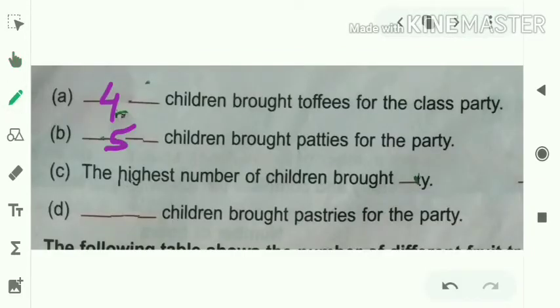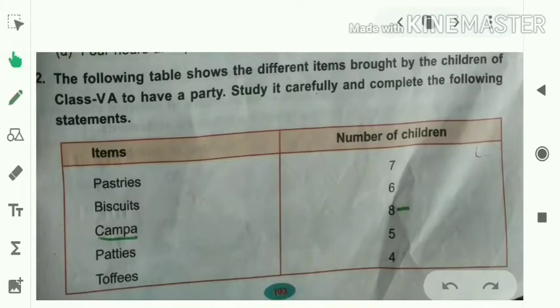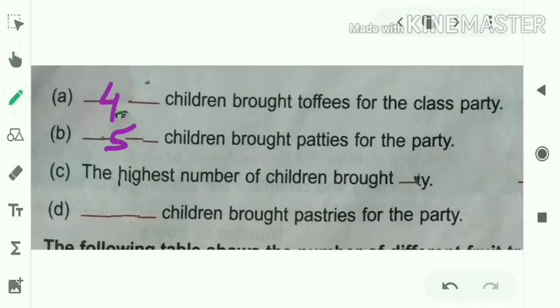Next question is, the highest number of children brought dash. Look here, the highest number is 8. So 8 children brought Kempa. So the highest number of children brought the item Kempa. So we will write here Kempa. C-A-M-P-A, Kempa. This is the answer.